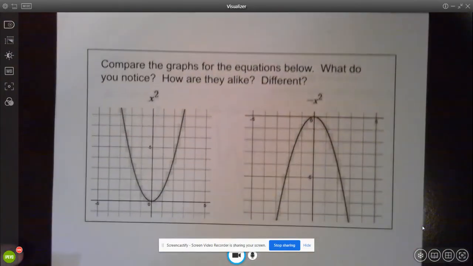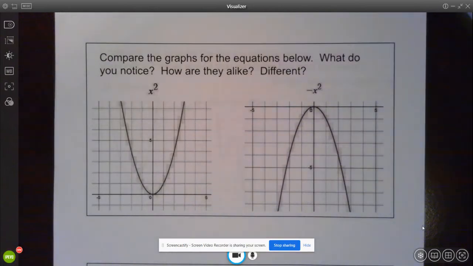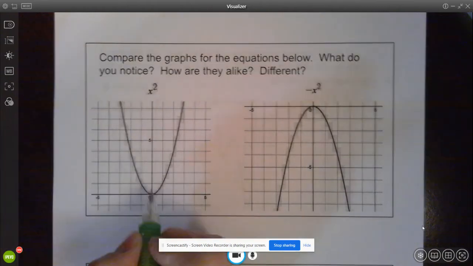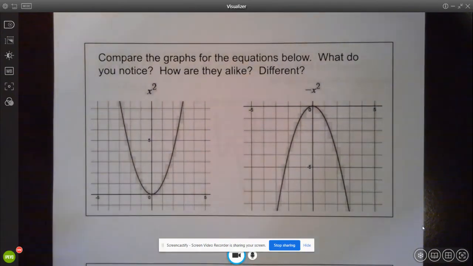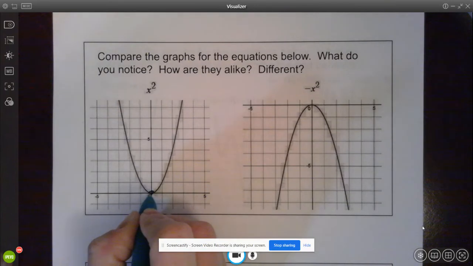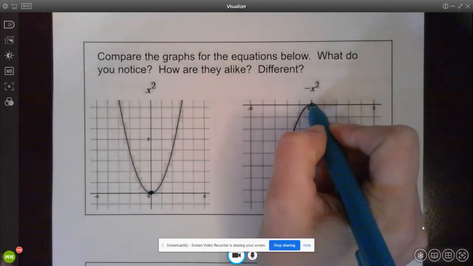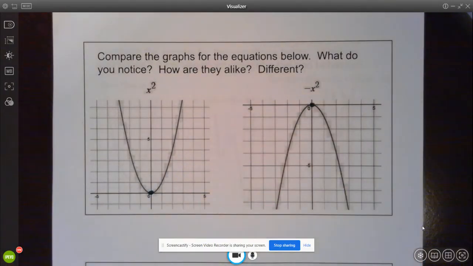The next one, we have two quadratics. The first one is x squared. The second one is -x squared. So some things I notice, they both have the same vertex, which is also the x and y intercept in both of these.